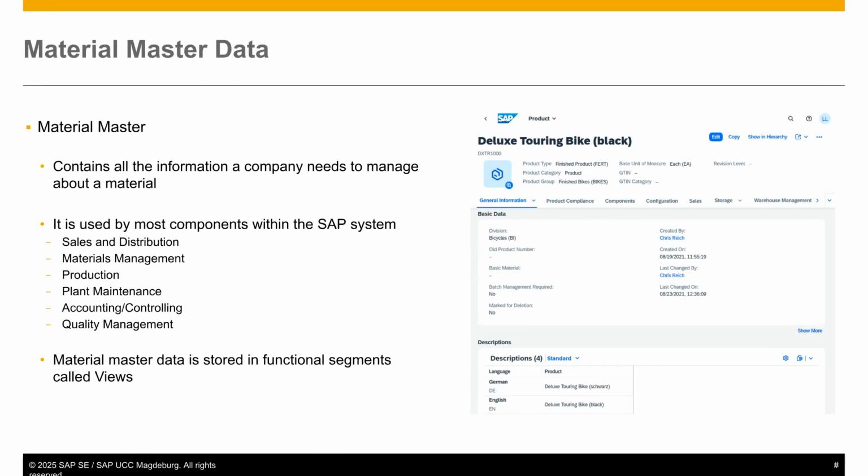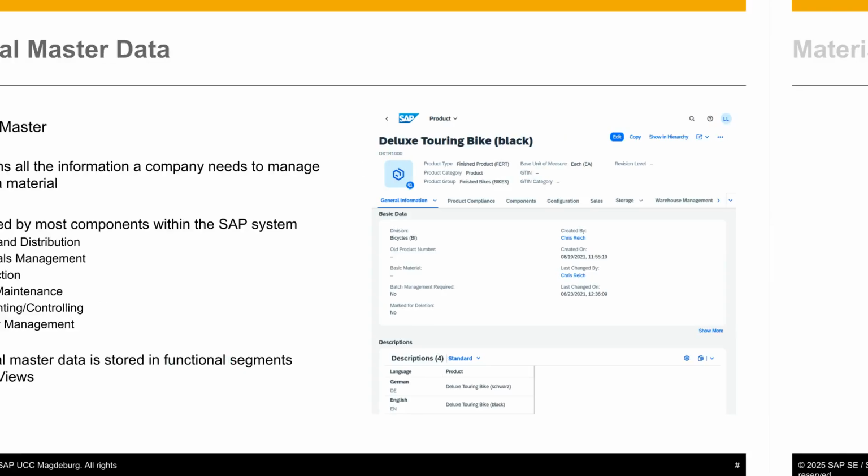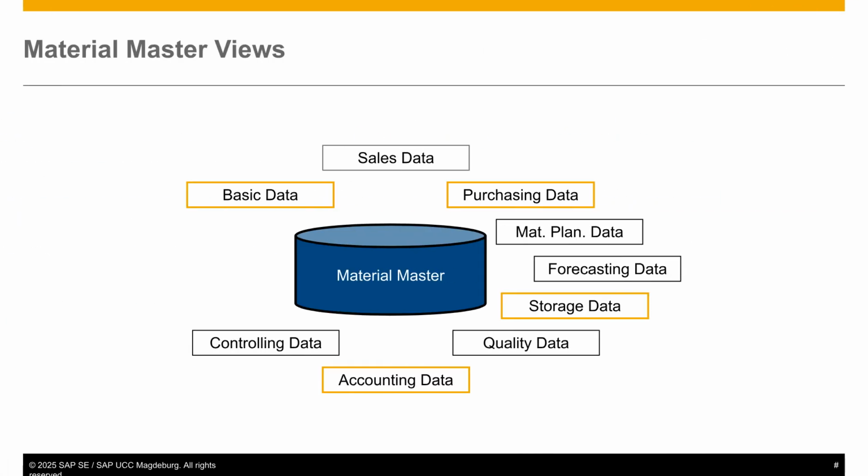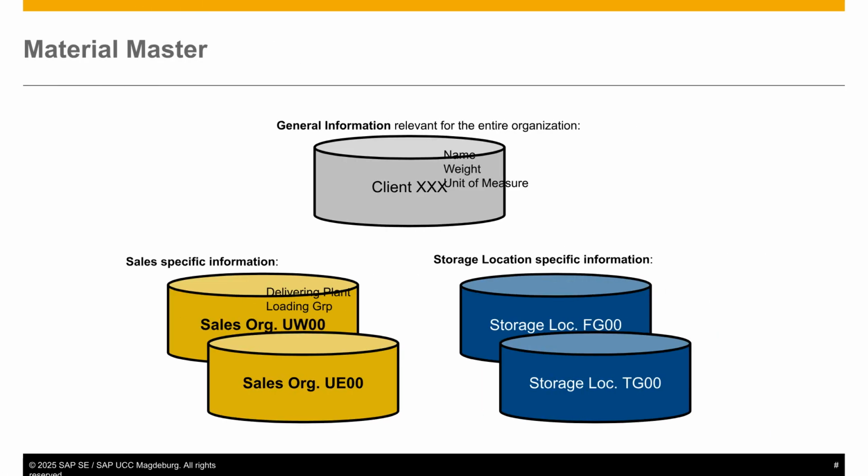Finally, the material master contains all information needed to manage a material. It serves multiple components, including sales, production, and accounting, and is stored in functional segments called views. Material master records consist of various views. These include data for sales, purchasing, material planning, forecasting, storage, quality management, accounting, and controlling, all organized within the material master. Material master data is structured hierarchically.